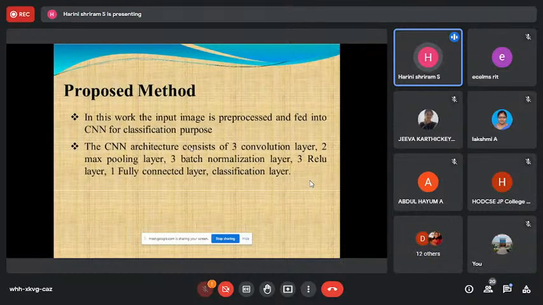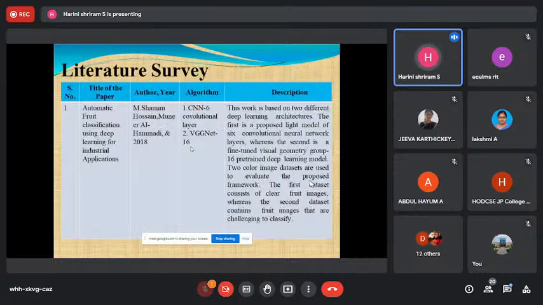And this is our proposed method. In this work, we have pre-processed the input image using local contrast enhancement. Then this image is fed into a CNN, that is a convolutional neural network, for classification. The CNN consists of 3 convolution layers, 2 max pooling layers, 3 batch normalization layers, 3 ReLU layers, 1 fully connected layer, and 1 classification layer. These are some of the literature survey we have recorded.